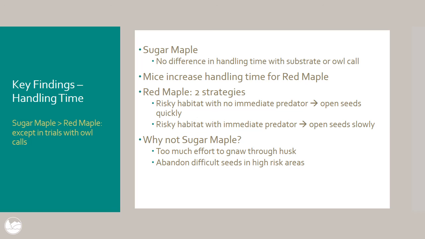And why did we not see the same thing for sugar maple? Not sure. Could have been there wasn't enough. It took too much effort to gnaw through the husk, and then mice might have abandoned these seeds in high-risk areas and been a little more preferential.